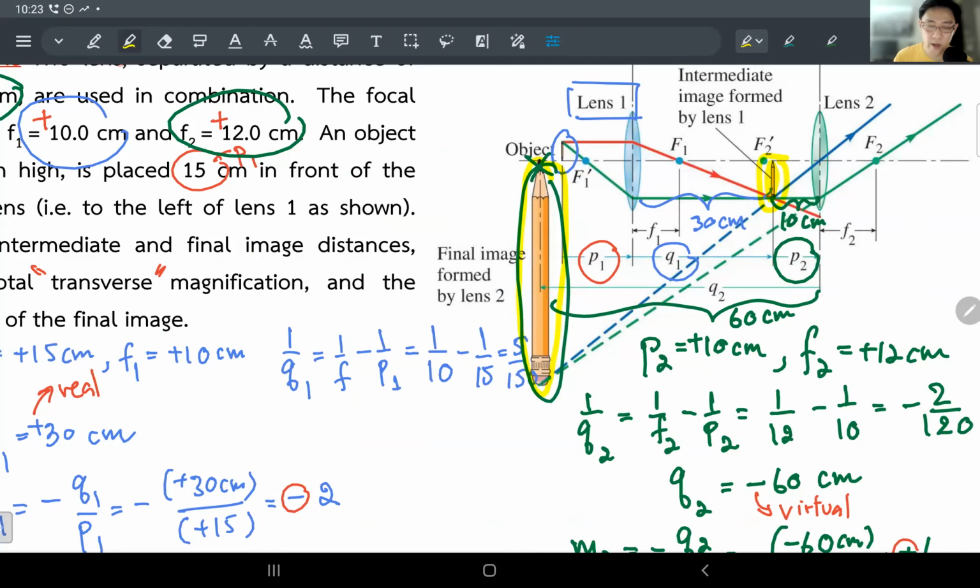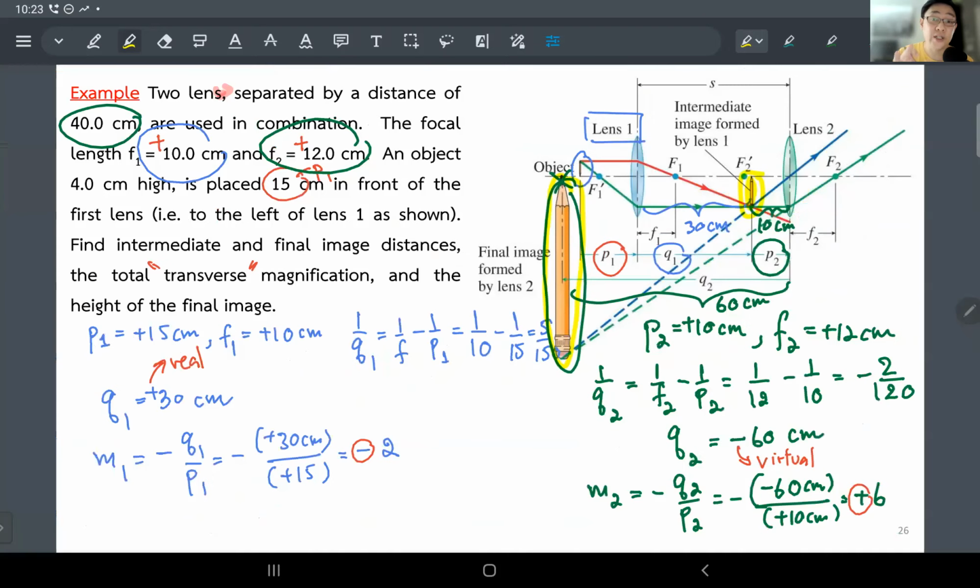But then if you say, okay, Ajahn, this is the detail of each lens, right? So this is lens number 1 doing this, lens number 2 doing that. But if you want a final net total, M total is going to be equal to just M1 times M2. M1 is negative 2, M2 is positive 6. So at the end, you get negative 12. So what does it really mean? It means if you start from the original object, let me put it in black here, that's your original object, your final image will be, here we go, there, inverted.